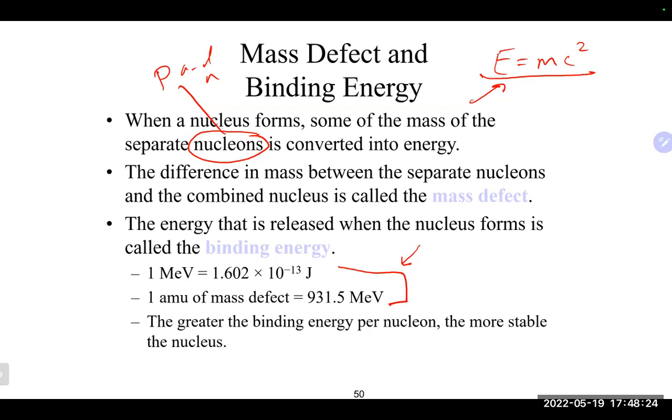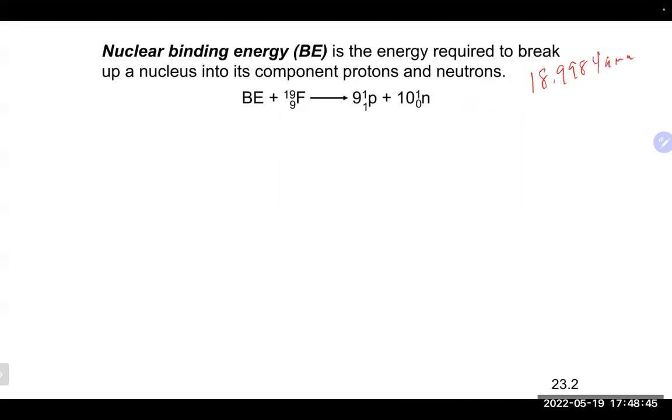Now, we talked about stability earlier with our neutron to proton ratio. This is another very common way that we look at stability, which is the binding energy per nucleon. And the higher the binding energy per nucleon, the more stable that nucleus is. So let's take a look at one here. Let's say we had fluorine-19, and it has an atomic mass of 18.9984 AMU. And let's say we wanted to calculate the nuclear binding energy.